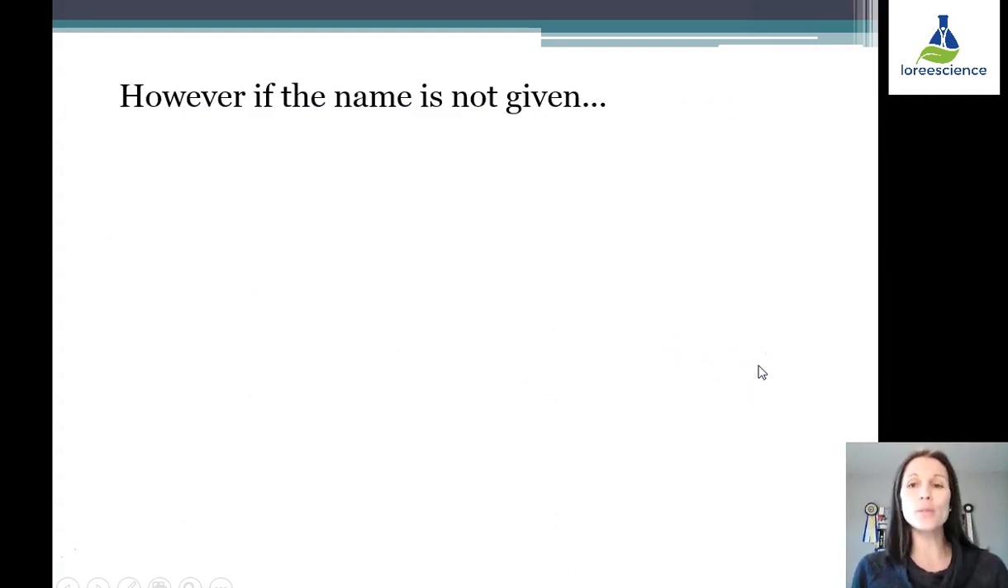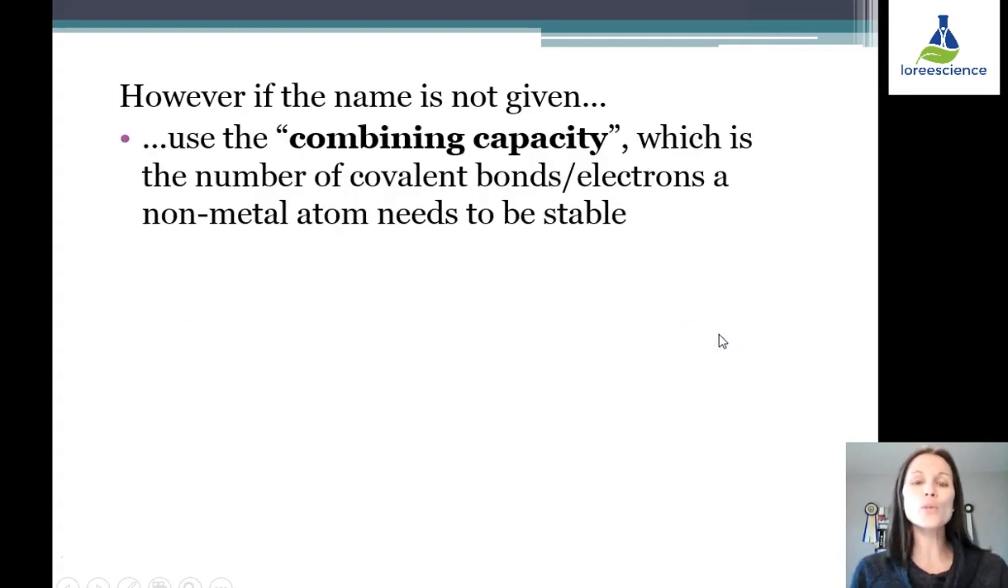So sometimes, though, the name is not given. They will say something like, what would be the name of the molecule formed between this atom and that atom? Well, what do you do? You use what is called the combining capacity. So that is the number of covalent bonds or electrons a nonmetal needs to be stable. So you take a look at the periodic table, you see how many valence electrons the nonmetal currently has, how many does it need? Okay?